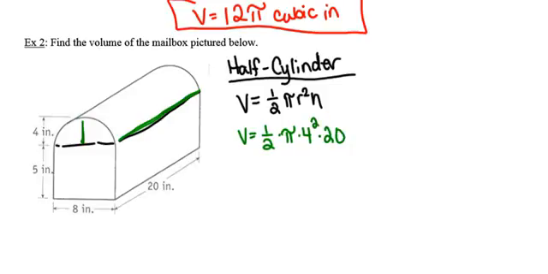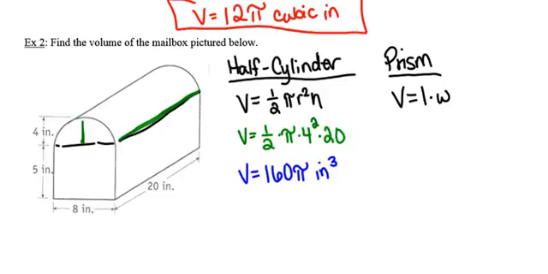Similar to the first question, because they don't ask me to round, I'm going to leave my answers as exact answers rather than multiply them out. So I end up with 160 pi for the volume of that half cylinder, and this is in cubic inches. Now I'm going to do the same thing for the rectangular prism. Again, I'm going to identify to the reader exactly which piece I'm finding volume for.